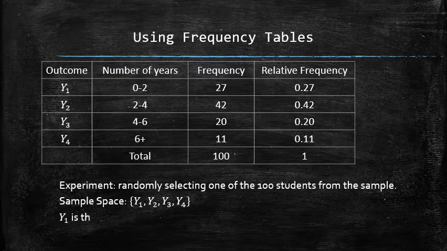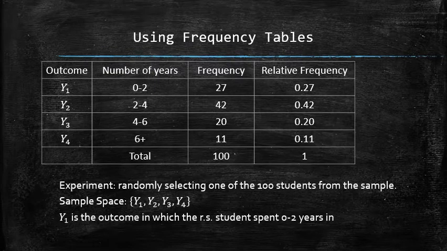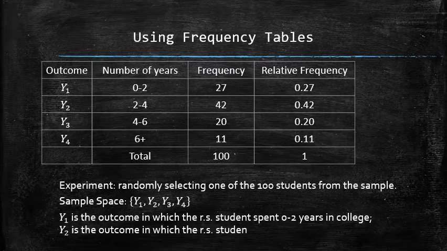We describe the outcome Y1 as an outcome in which the randomly selected student spent between 0 and 2 years in college. We describe the outcome Y2 as an outcome in which the randomly selected student spent between 2 and 4 years in college. Hopefully it is clear now how the simple outcomes are defined.